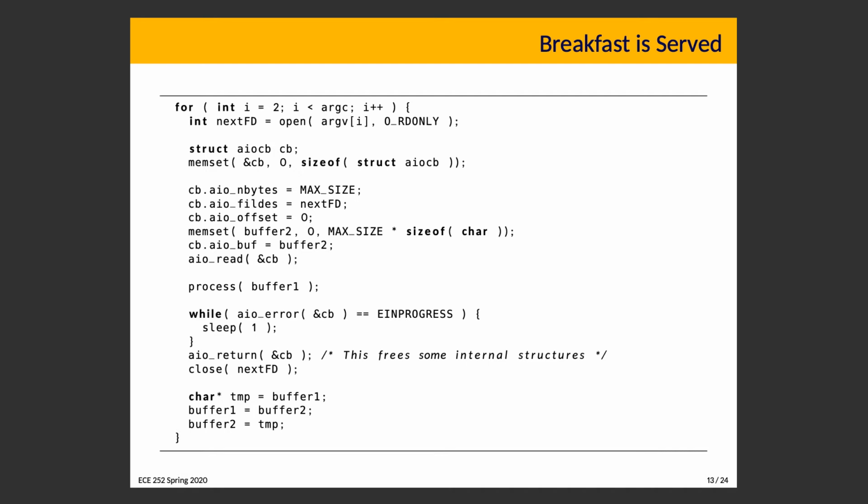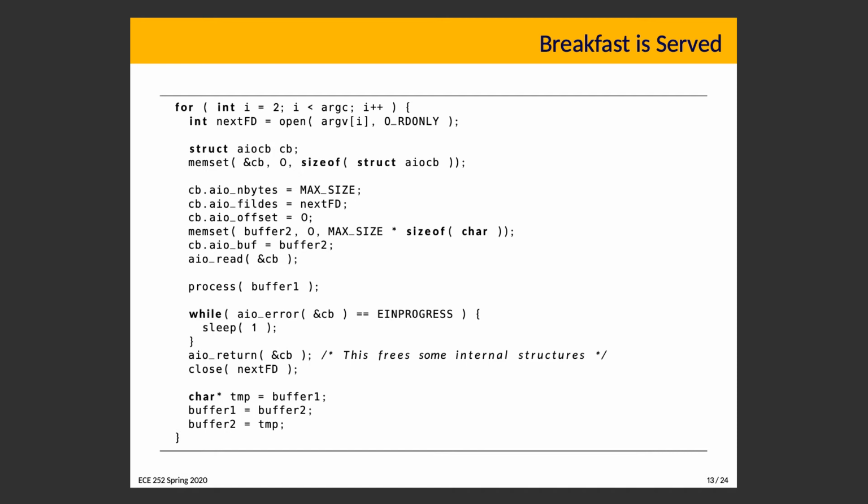We're not interested in reading the results, but you could, and it just frees some internal structures, and we'll close the next file descriptor. And then the last 3 lines just swap the identities of the buffers. We just update our pointers. So buffer 1 was the one we just finished processing, and we're going to swap its name with that of buffer 2, and that's what the swap is about.